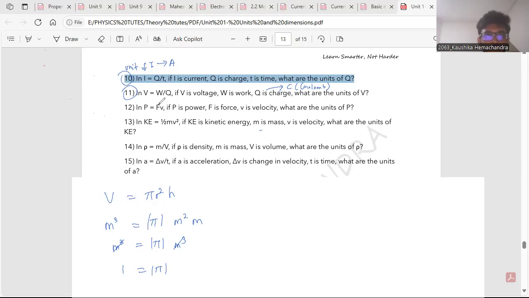And also do 12th one as well. These are homework, okay? And units of power they are asking, force, velocity. Velocity has the same units as speed, right? Velocity and speed both are the same. Okay. Do 13, 14, 15 as well. You can do almost everything, right?